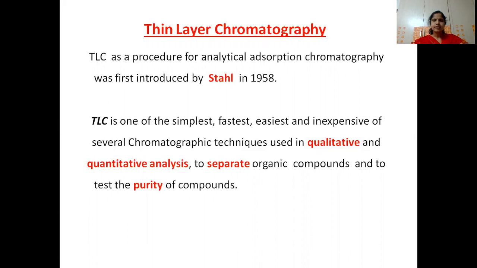And TLC is used in qualitative as well as quantitative analysis. Qualitative is we can find out the nature of the components, whereas quantitative analysis is the one where we find out the amount or the concentration of the component which is present in the mixture. So mainly TLC is used to separate the organic compounds and also to purify the compounds. So after separating, we can easily purify the components present in the mixture.